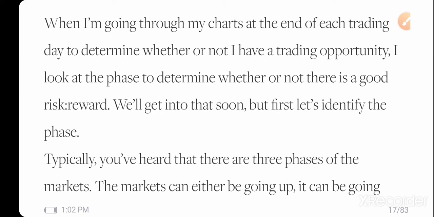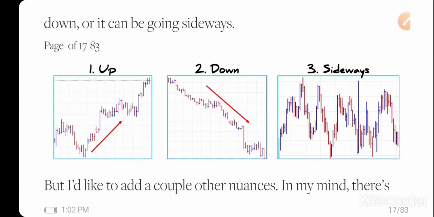Typically, you have heard that there are 3 phases of the market. The market can either be going up, it can be going down, or it can be going sideways. So the screenshot in the middle shows the phases you've been told. Okay? We have the uptrend, the downtrend, and then the sideways market. Look at them well again. The first chart is the up phase, which means the market is in a buy trend. The 2 is a downtrend, and the 3 is sideways. The market is just chopping sideways. These may be the 3 you know, but the book is going to expose us to an additional 2, making 5. Is that okay? So let's continue.